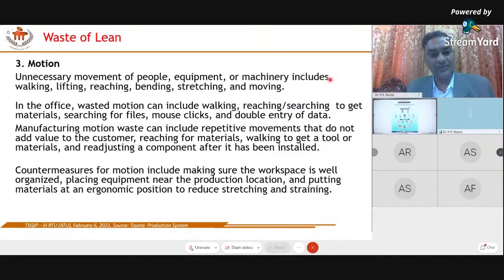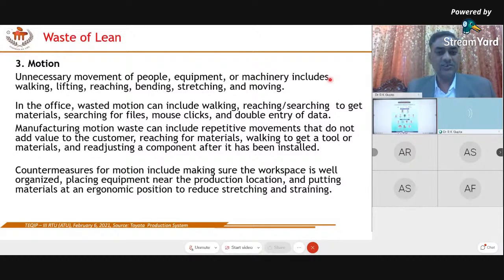Then in the office, wasted motion can include walking, reaching, searching. We are searching the files or reaching towards the file, and we have n number of files piled up, and out of these piled up files we are searching for one file because they are not kept properly. So reaching towards the files, searching for the files to get the material, mouse clicks, double entry of the data, or whatever it may be. That is also part of the waste of time in terms of motion.